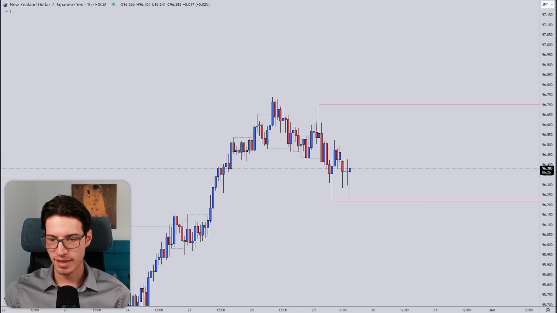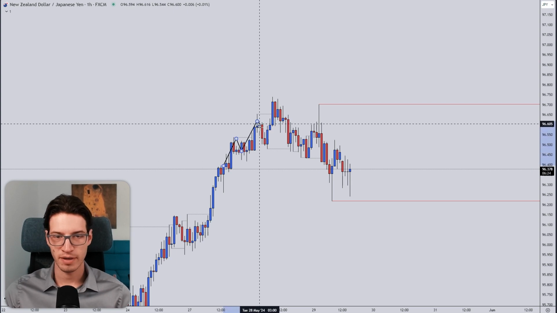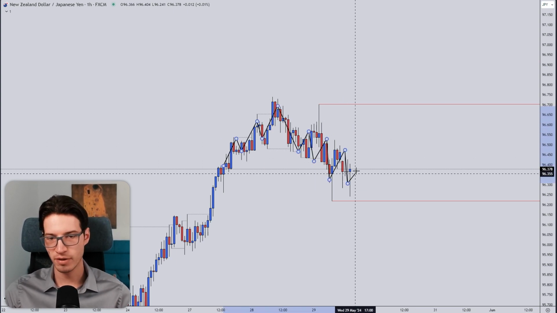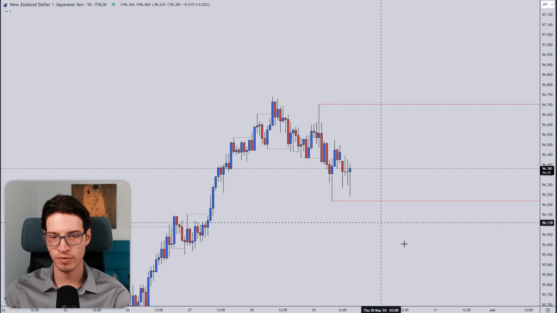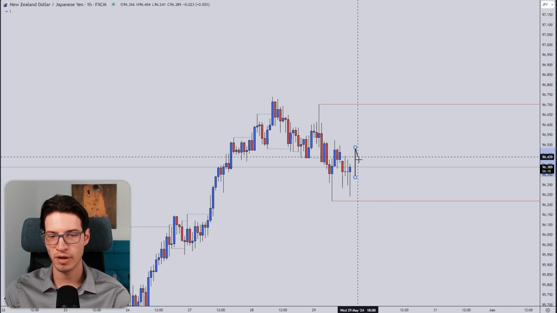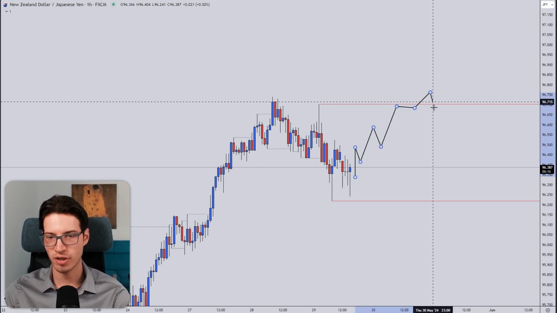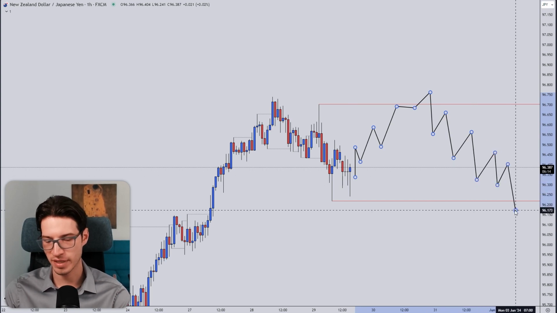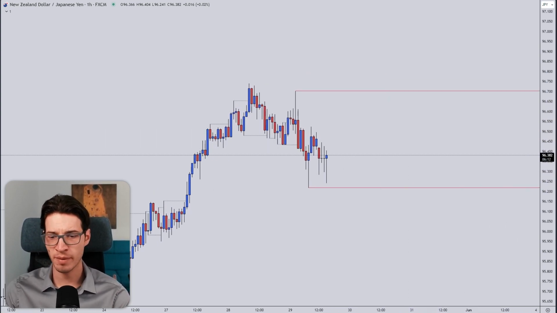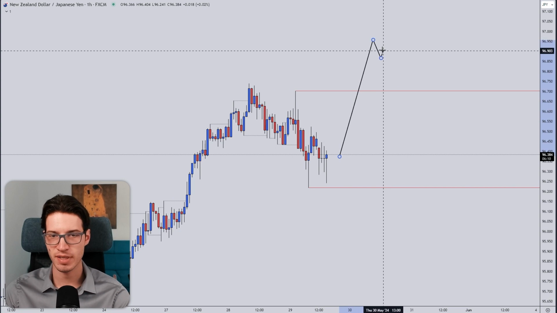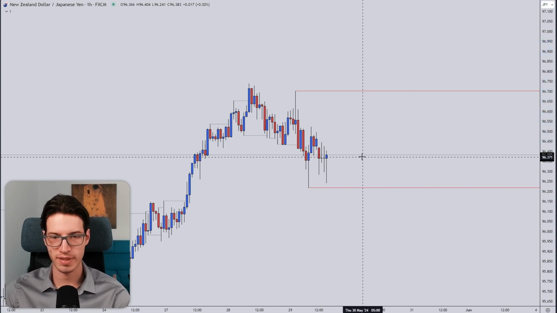Currently, this is looking very corrective, very range bound right here. Huge wick up, huge wick down. I'm expecting more range bound price action like this. Okay, that is what I'm expecting. What am I looking for? I'm looking for just a large impulse up or a large impulse down like this.